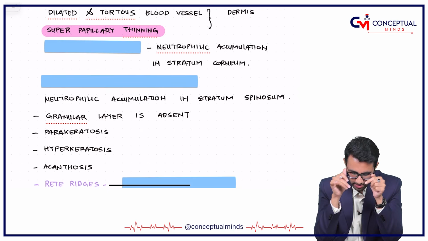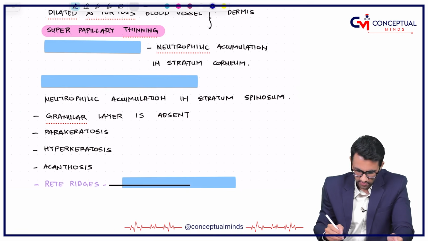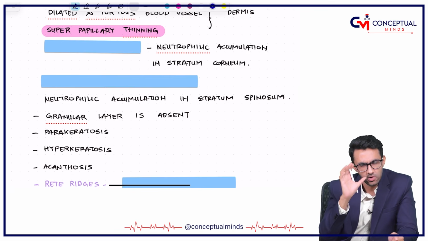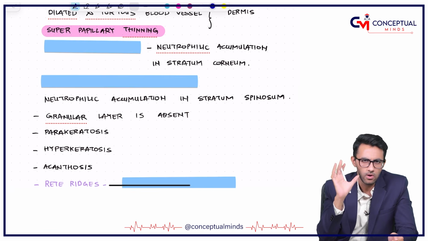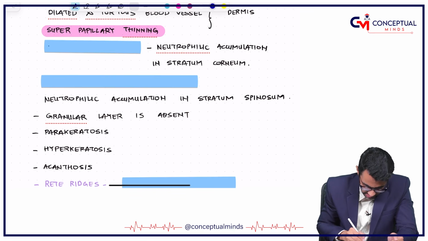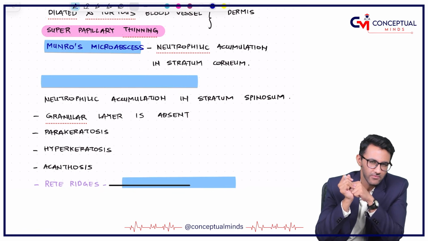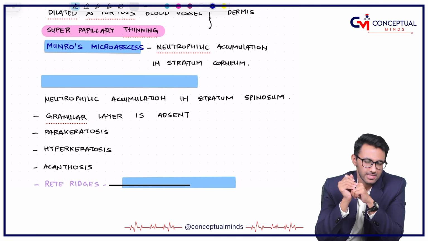So we are going to take up the same thing again. I hope you guys remember it. First of all, if there is neutrophil accumulation in the stratum corneum, what do we call it? Yes, we call it Monro's microabscess. And if there is neutrophil accumulation in the stratum spinosum, what do we call it?